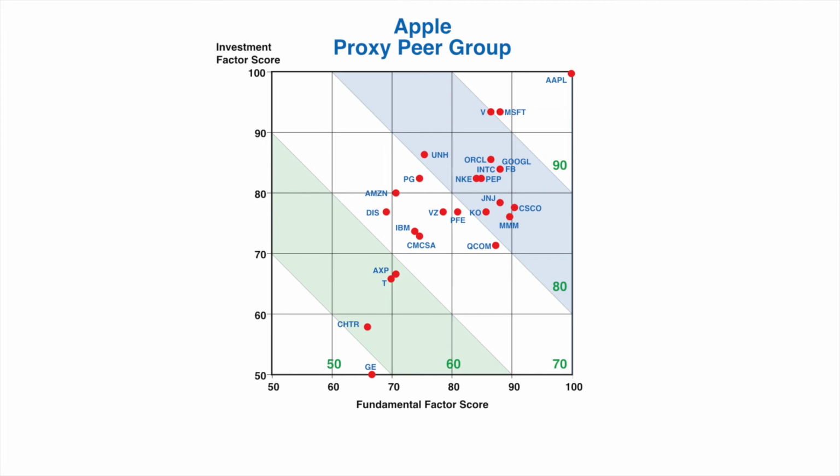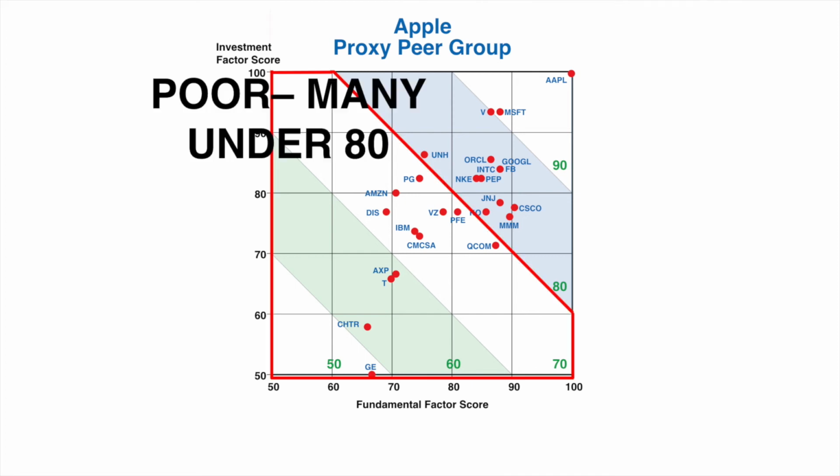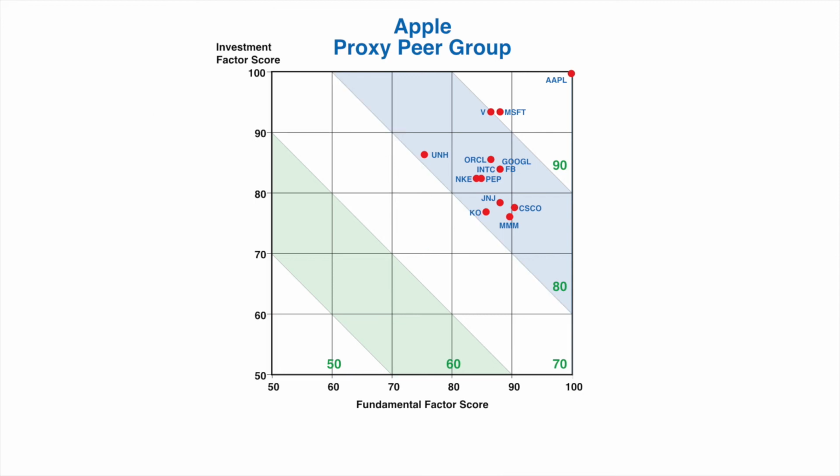Plotting those companies on the same grid, you'll notice there's about 22 or 24 of them. And there are some to the upper right, but you'll notice that a lot of these companies are coming in under 80, which is again not a very good score. So eliminating them, you eliminate at least half of the companies which Apple has self-identified as peers. They just aren't very similar.